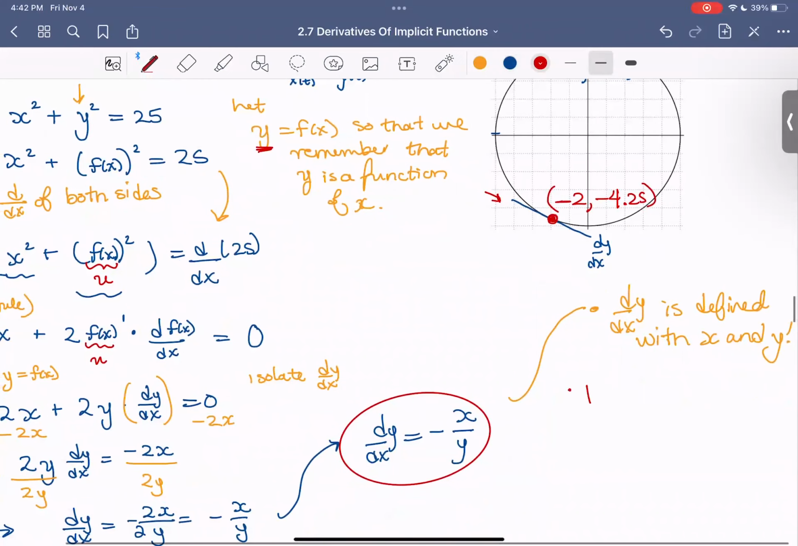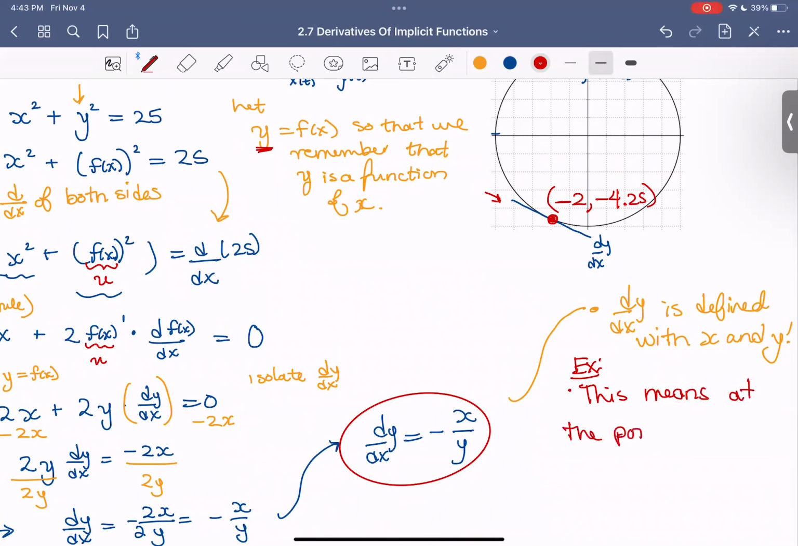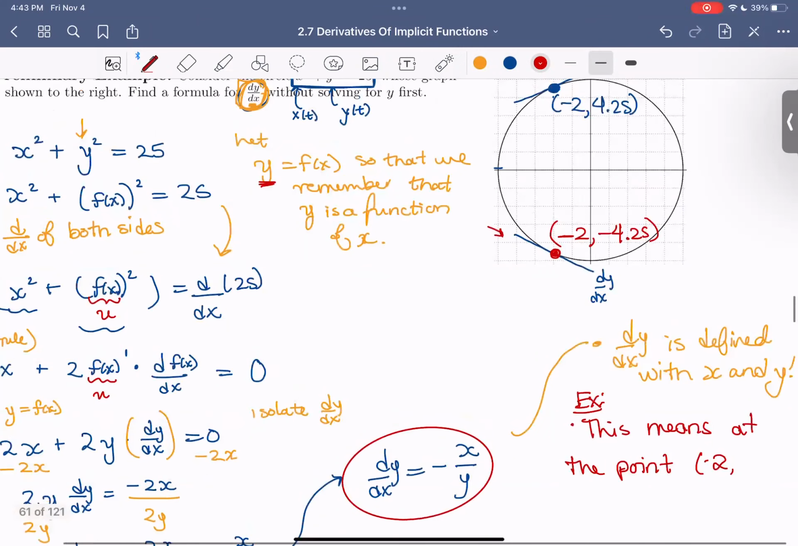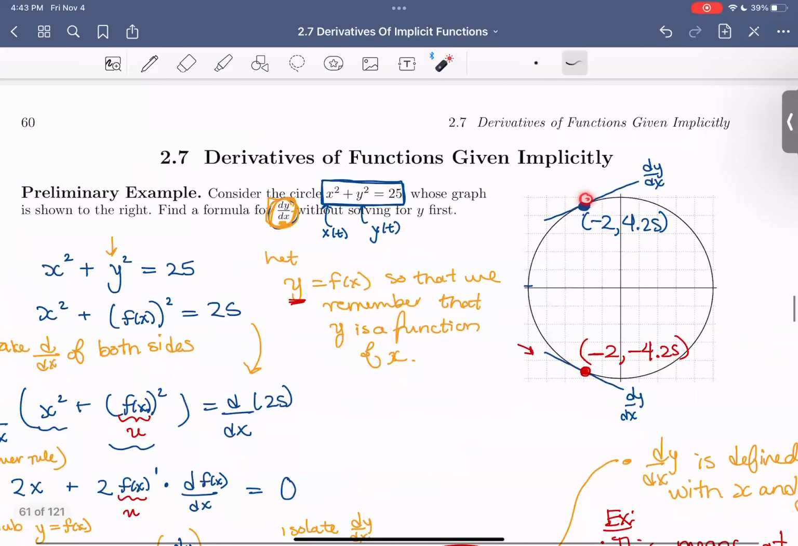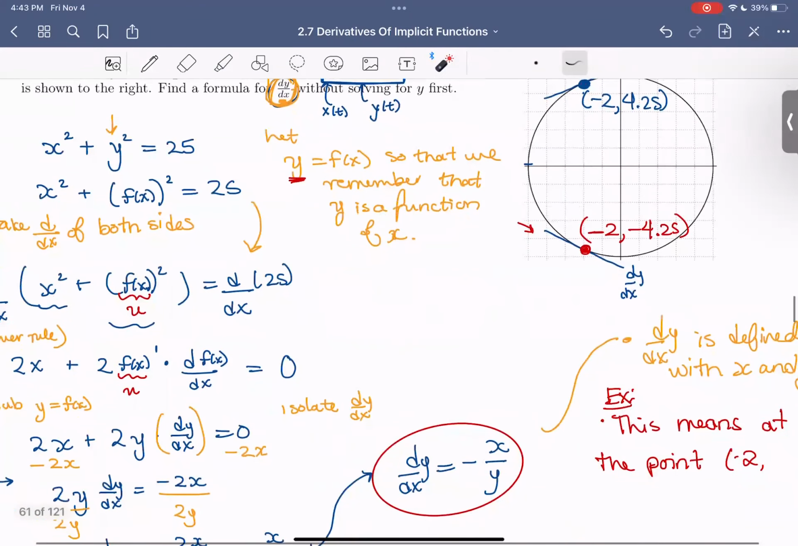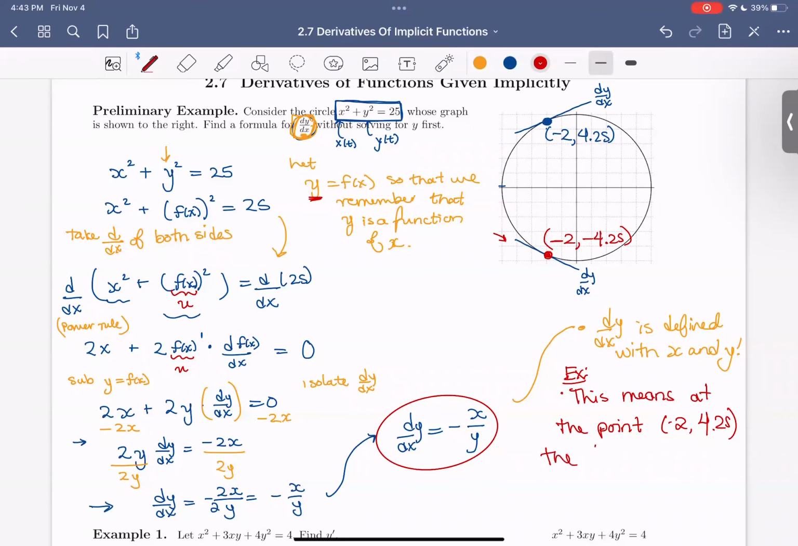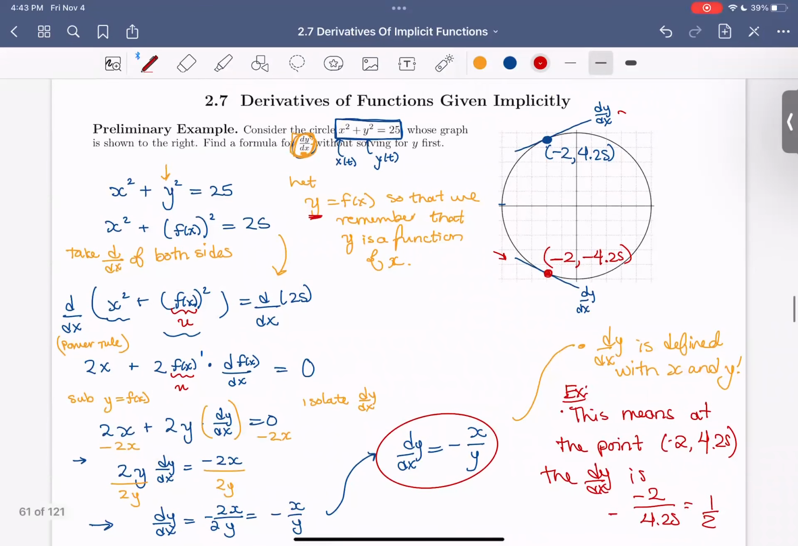So I'll just say this means, this is just an example. This means at the point, we'll use the positive one, the positive output here, at negative 2, I'll zoom out so you can see, comma 4.25, the derivative is negative of negative 2 over 4.25, which becomes something like about 1/2. So the slope here is about 1/2.